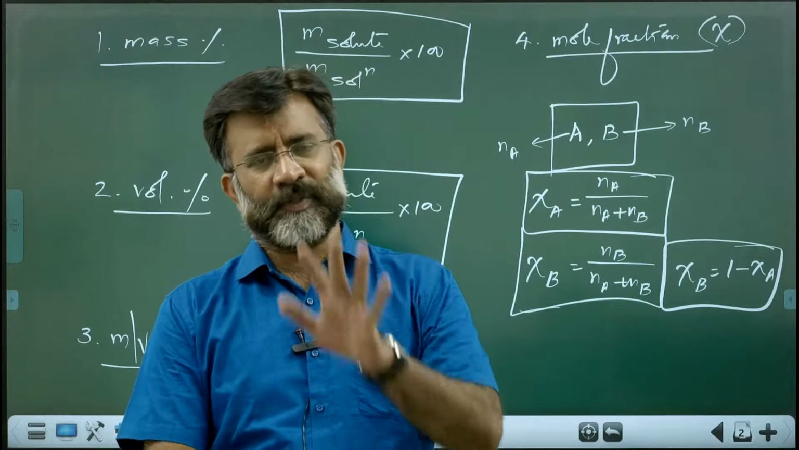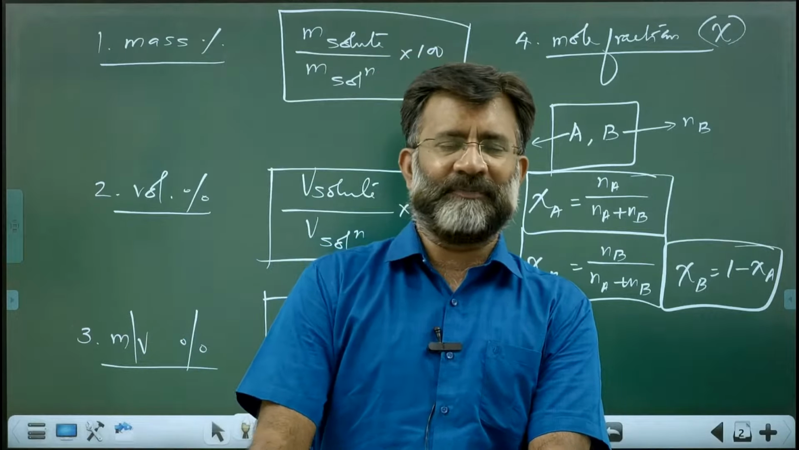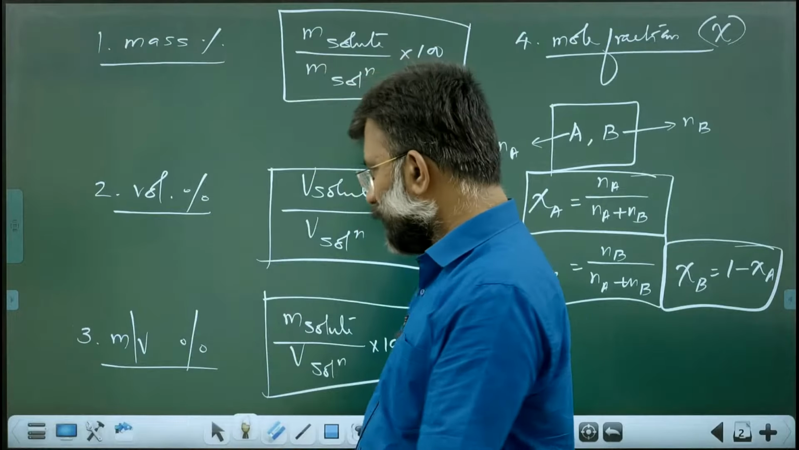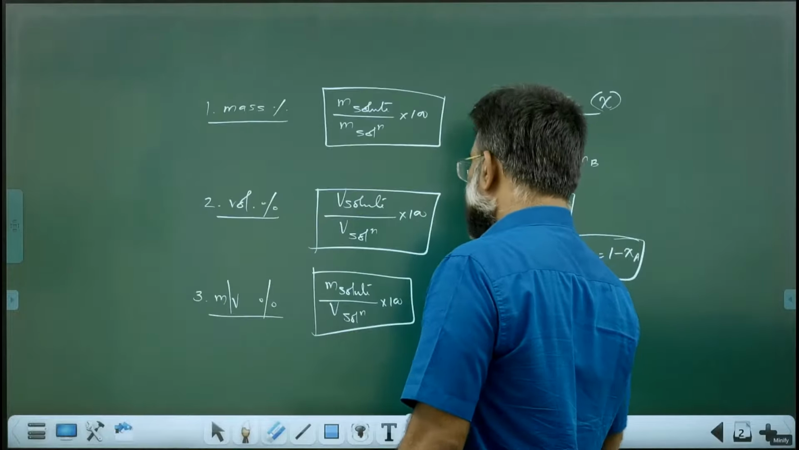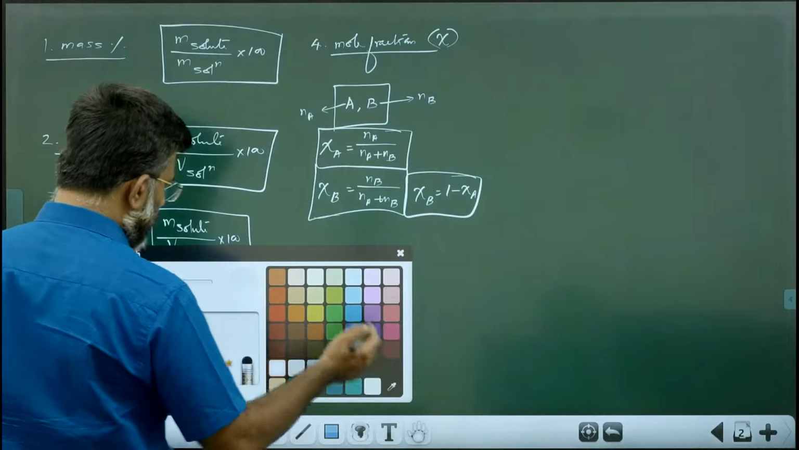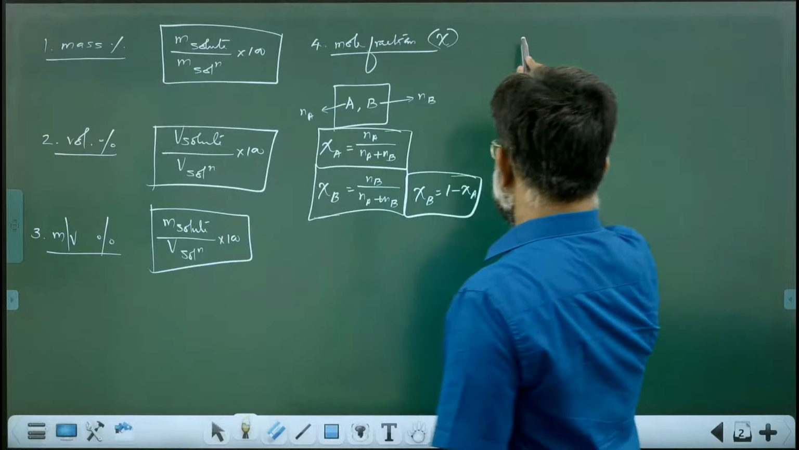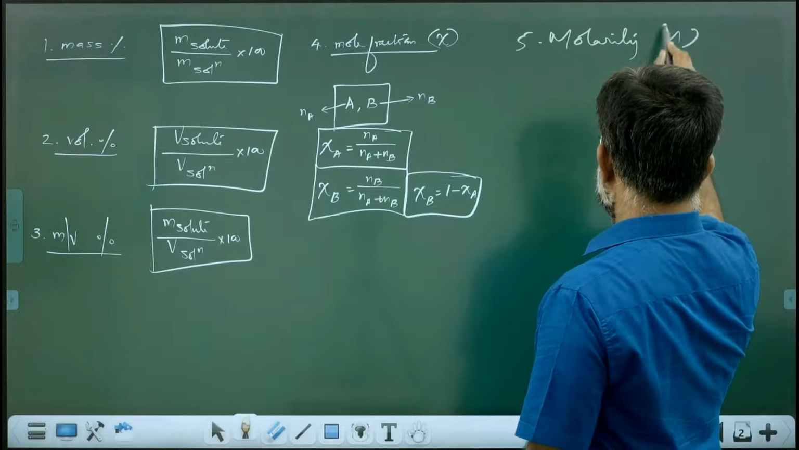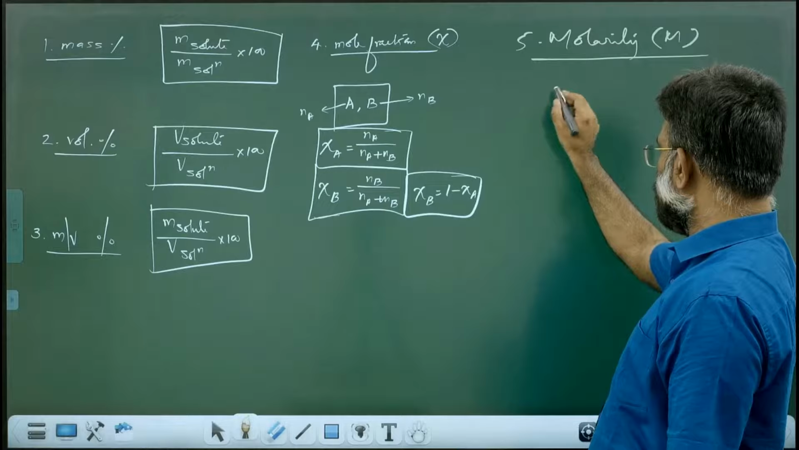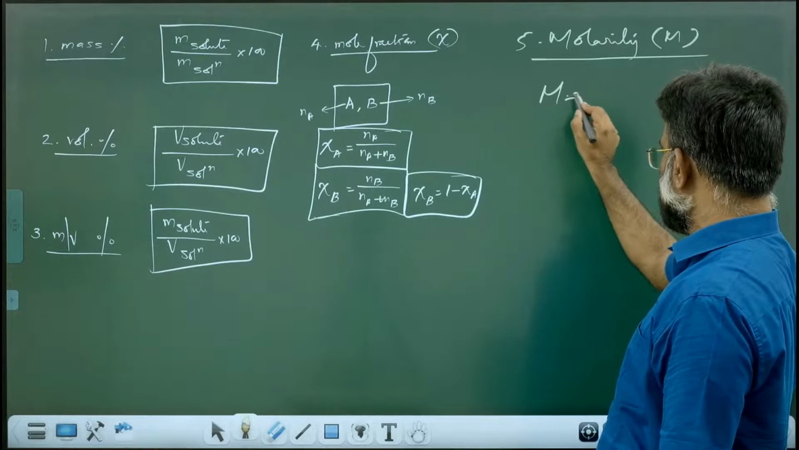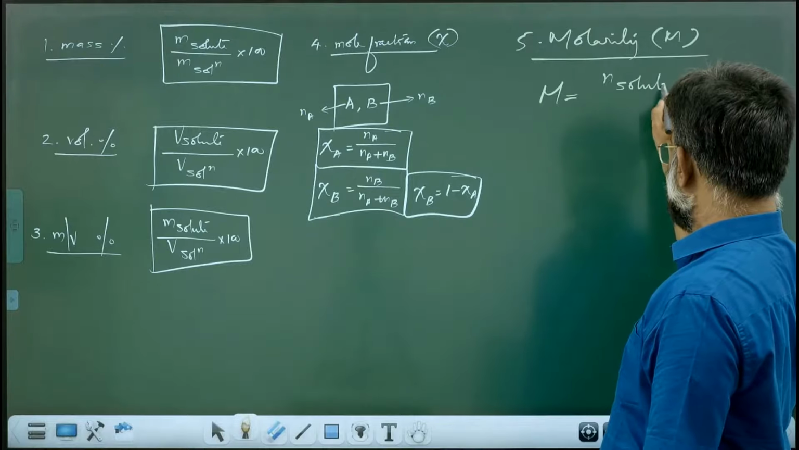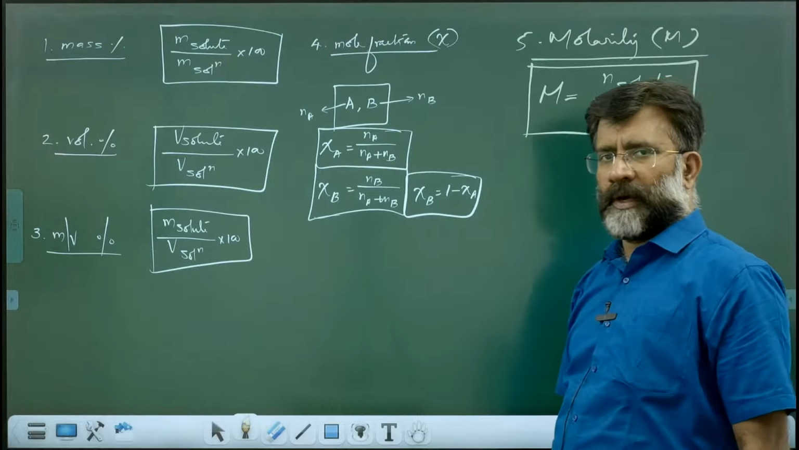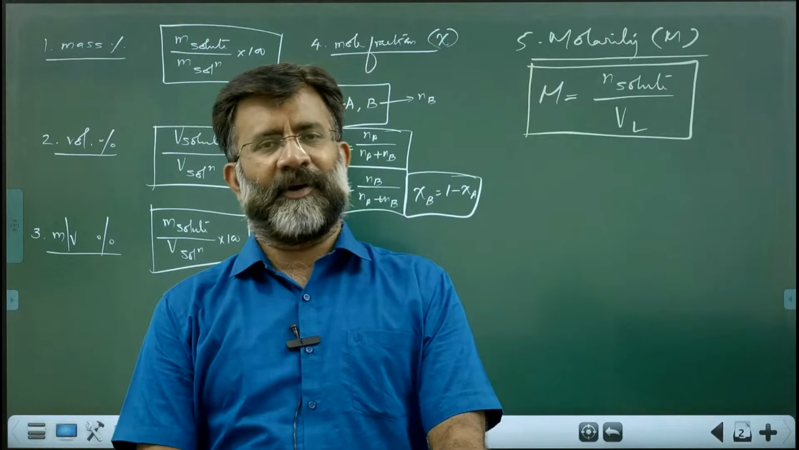Okay. So mass percentage, volume percentage, mass volume percentage, mole fraction, and a very important concentration term, molarity. It is highly familiar to all. What is molarity? Fifth one, molarity, designated by capital M. Number of moles of solute in 1 liter of solution. So number of moles of solute by volume of solution in liters is called molarity.